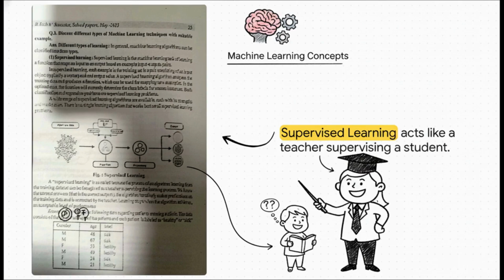How does it learn? By looking at the mathematical distance and relationships between these known labeled data points. So when a brand new, unseen 50-year-old patient walks in, the algorithm can predict their health status based on how closely their data aligns with what it learned from all those previous labeled examples.